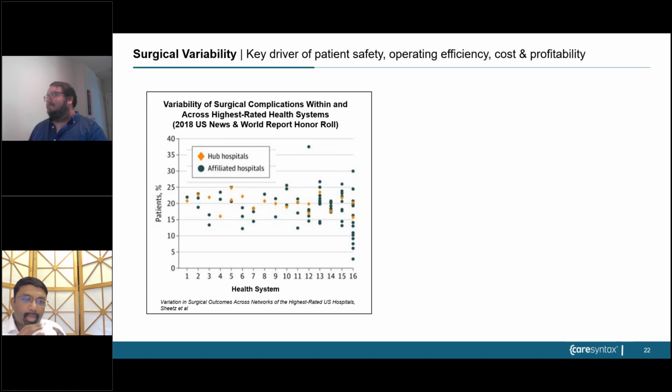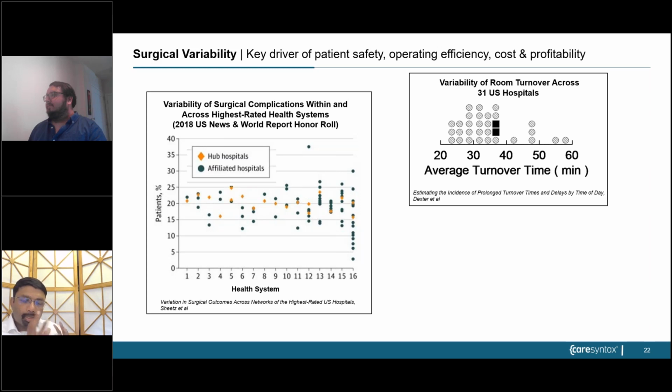When they looked at complication rates, surgical complication rates, it varied all the way from 3% of all the cases having complications to 30% of cases having complications, right? So a lot of variability over here. And we would like to say, let's move the hospitals that have 30% complications closer to the hospitals that have 3% complications. And you're seeing that across all the different highly regarded, highly rated health systems in here. So variability exists, and that's an opportunity for us.